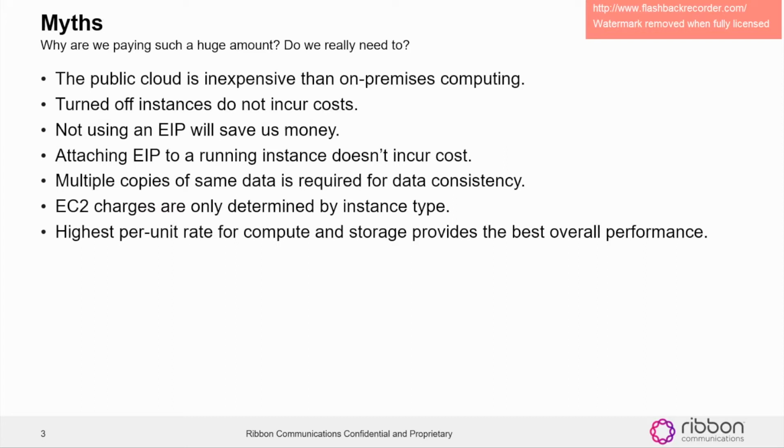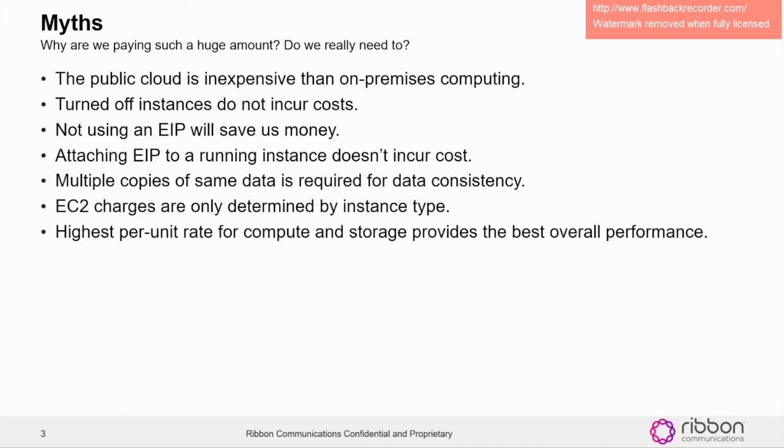Myth: the public cloud is less expensive than on-premise computing. Of course, in the beginning and for a small scale, it is cheaper, but at large scale, everything has its own cost, which is quite high. Myth: turned-off instances do not incur cost. The instance will consume resources until and unless it is terminated, so always terminate the instance if it is not being used. Myth: not using an EIP will save us money, or attaching an EIP to a running instance doesn't incur cost.